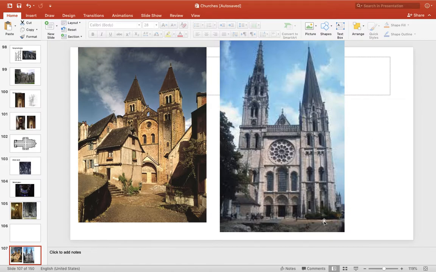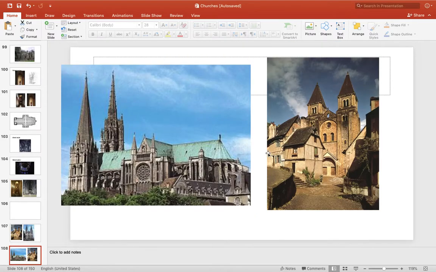Now, careful with Chartres because it began as Romanesque and then it became Gothic. So just be aware of that. But that's the Pilgrimage St. Foy, and that's Chartres Cathedral. And that's from the outside.